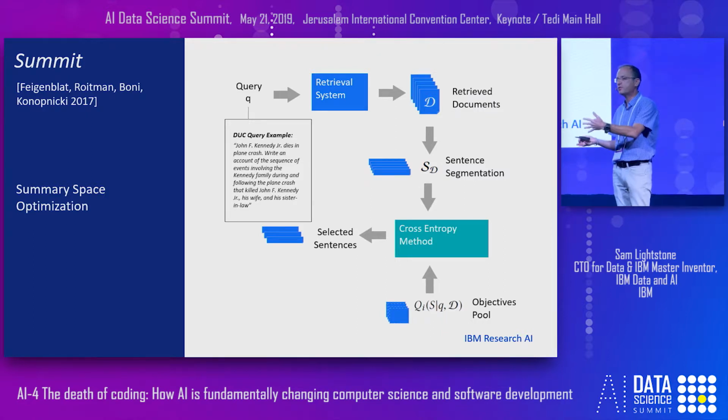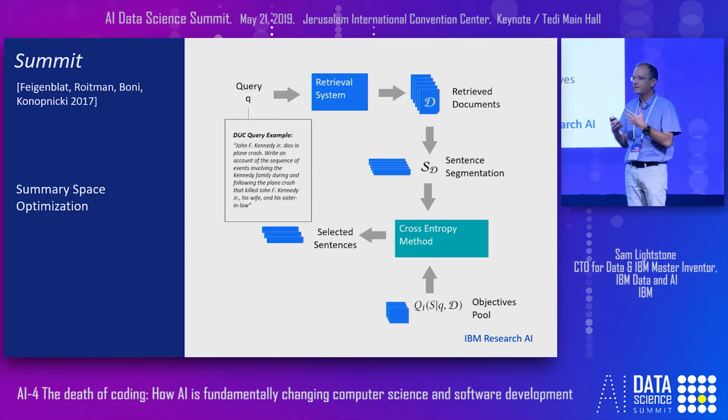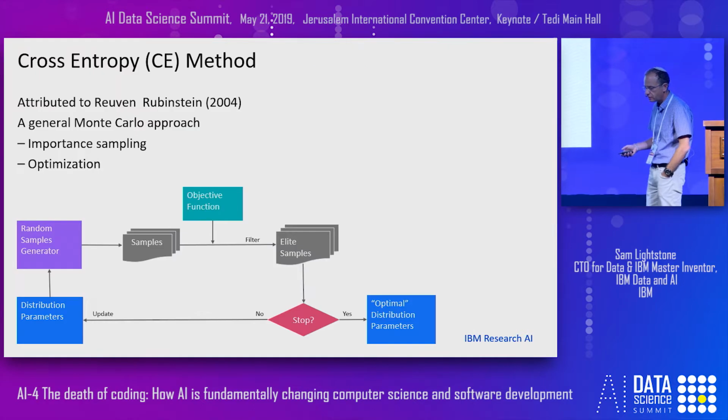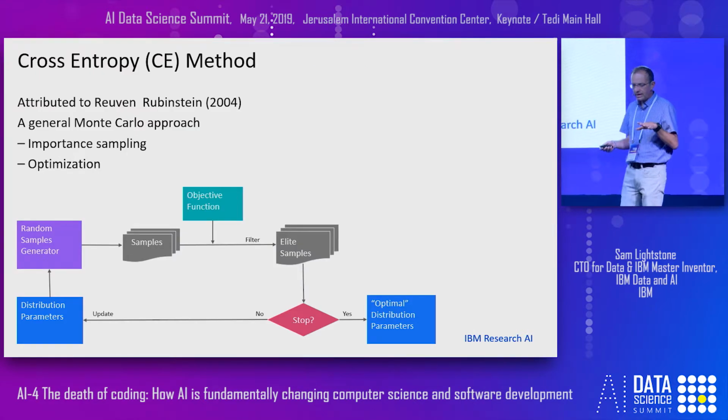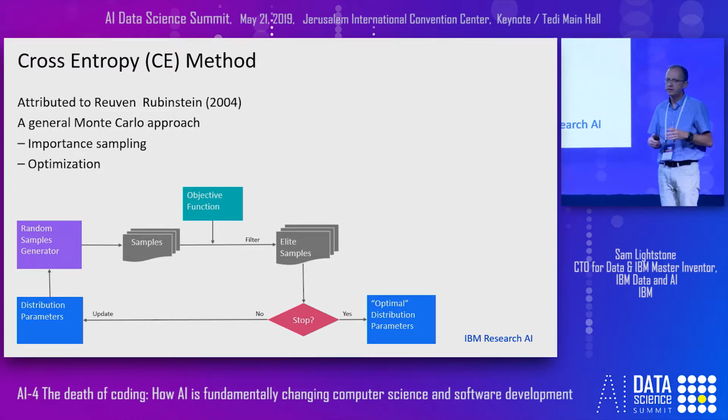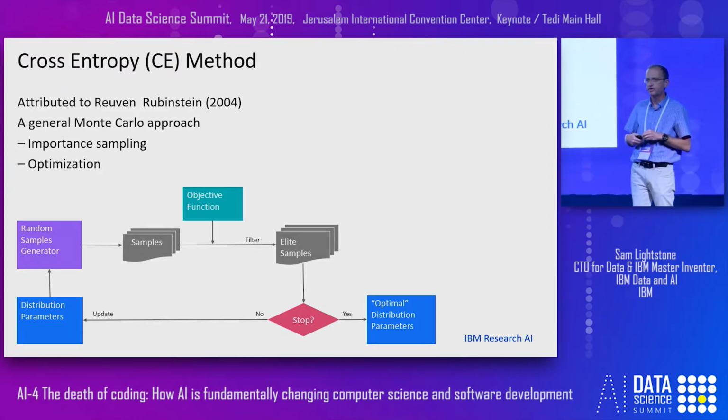So the system first retrieves some articles. We extract the sentences from those articles, and then we use an optimization algorithm, which is called the cross-entropy method, in order to select a subset of the sentences from the articles that are optimal in some sense. I will explain in a minute how we do that. Let's assume, so the cross-entropy method, I don't know how much people are familiar with it, but it's quite used in the domain of reinforcement learning.